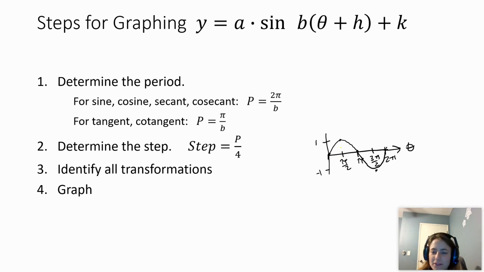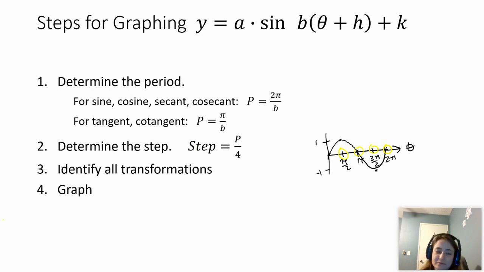We want to know these values so that we can see how the graph has shifted. Notice the period for this normal sine graph is 2 pi, and we divided it into 4 equal parts. So we know what the tick marks are: pi over 2, pi, 3 pi over 2, 2 pi. If we take our period and divide it into 4 equal parts, that is how we get those tick marks, and I call it step.